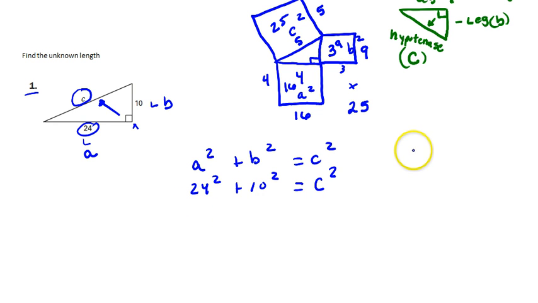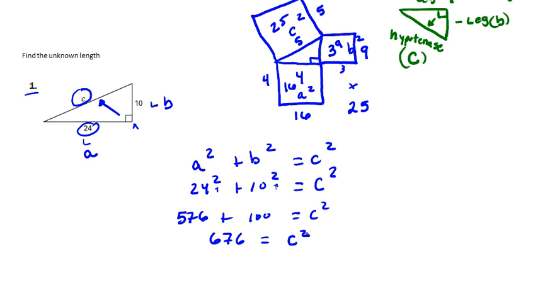24 squared, and remember that the rule for order of operations always tells you to do your squares first. So we have to do that first. So 24 squared is 576 plus 10 squared is 100. Remember, I can't add those two until I've actually done the squaring. Once I add those, I get 676 equals c squared.